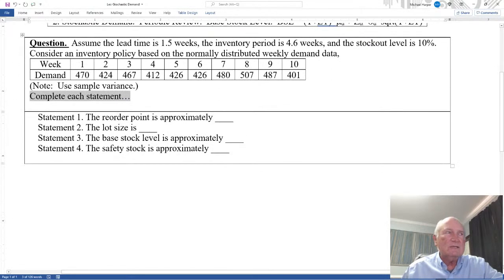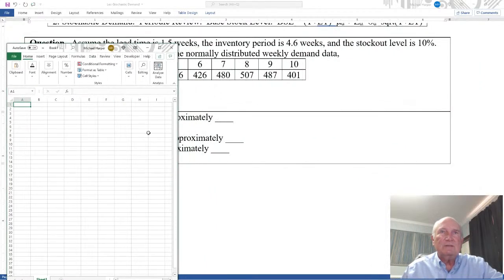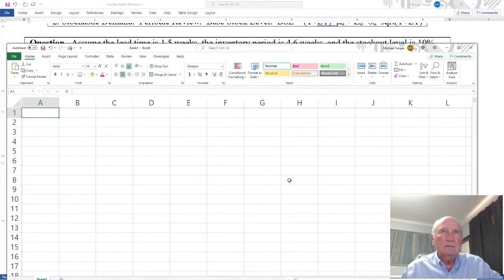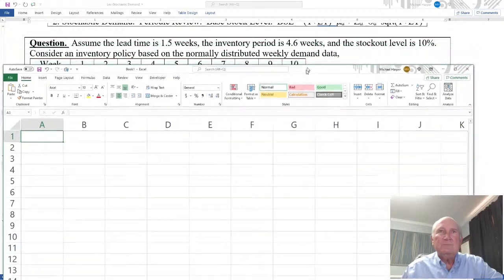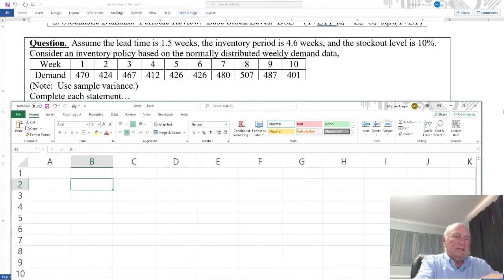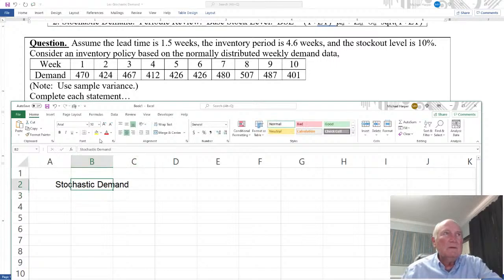Well, first, let's bring up Excel. Let's expand this a little bit so we can use the whole page here. Okay, first of all, let's set this up. This is stochastic demand. Left justify that.